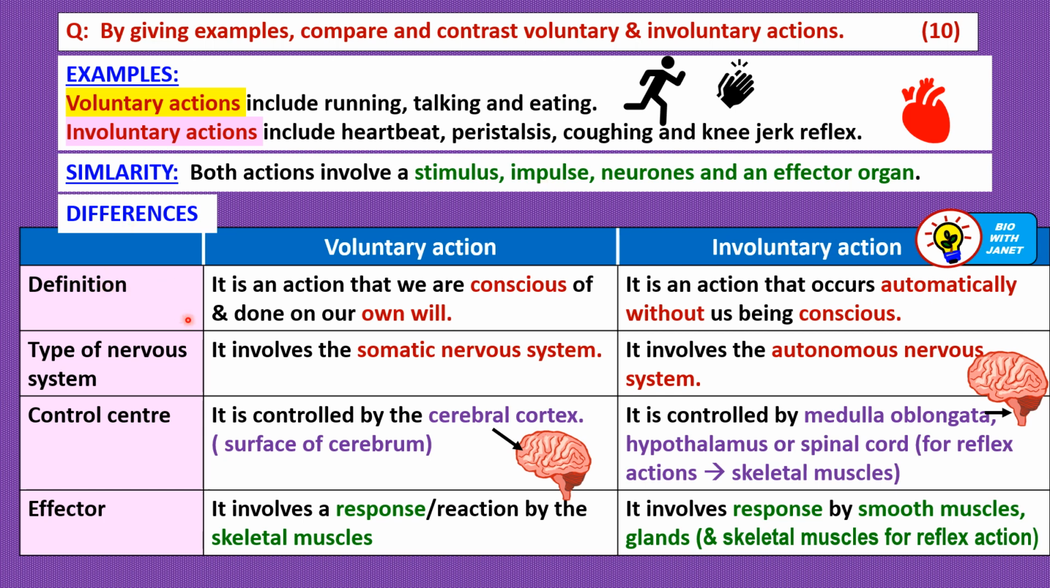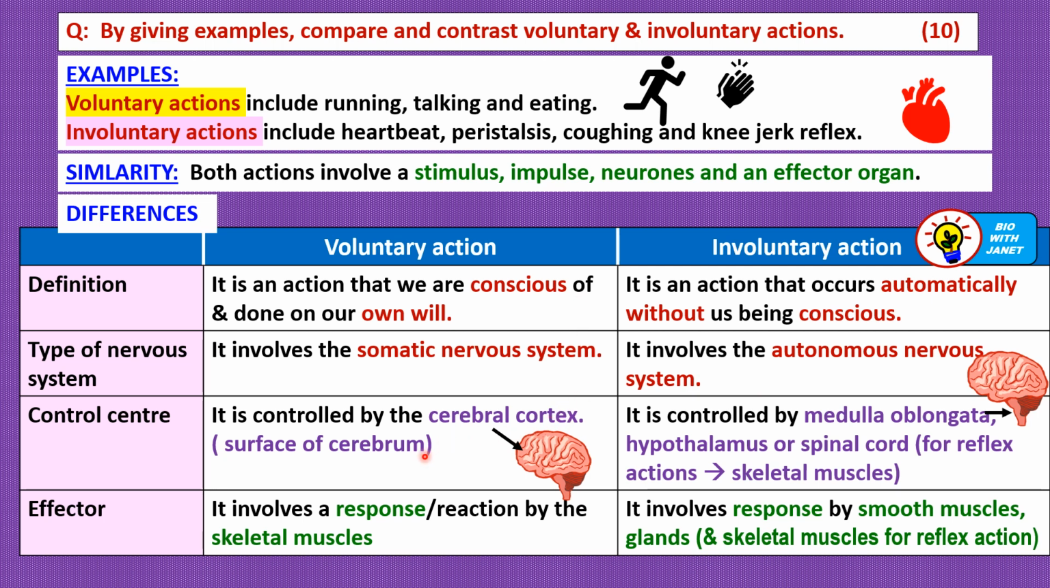Now, differences. So let's look at the 4 differences here. Firstly, a voluntary action is an action that we are conscious of and done on our own will, whereas an involuntary action is an action that occurs automatically without us being conscious of it, and we cannot control it with our free will. Now, type of nervous system involved. For voluntary action, it involves the somatic nervous system in the body, and for involuntary action, it involves the autonomous or autonomic nervous system. Not automatic, autonomous nervous system. All right, that means impulses will flow through this autonomous nervous system if it is involuntary action.